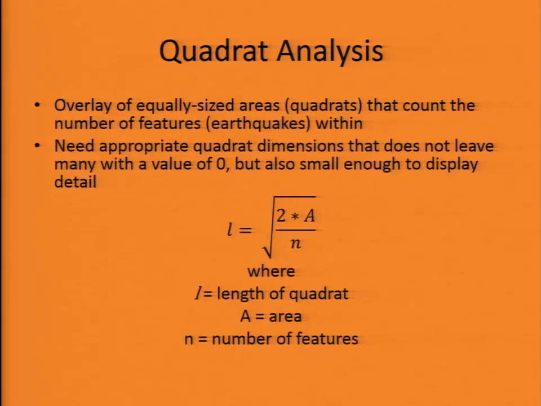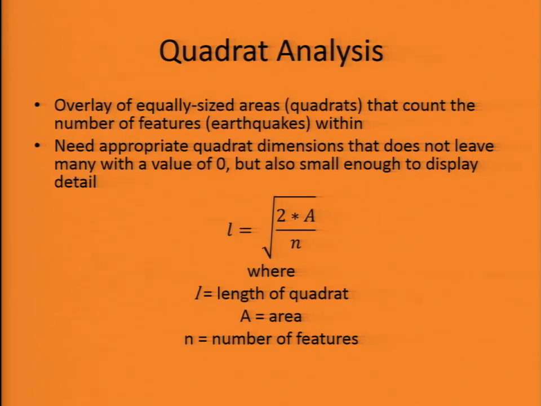So if you were here before to see Richie's presentation, he used the same methodology called quadrant analysis. What we do in quadrant analysis is overlay equally sized areas on your study area, and it can count the number of features that fall within each of those quadrats. In our case, it's going to be earthquakes and also the hypsometric integral values and slope area relationship values as an average value per quadrant.